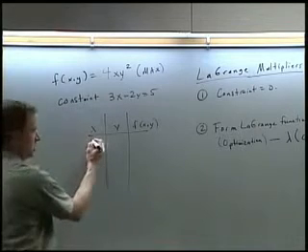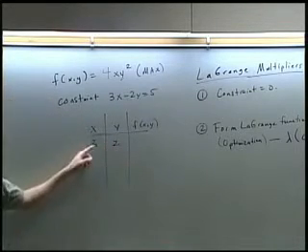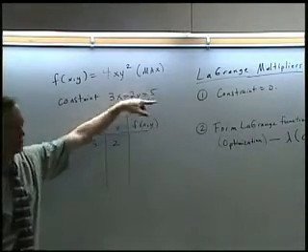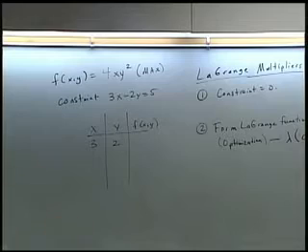3 and 2 is a good ordered pair. Because if I sub in 3 for x, that's 9. If I sub in 2 here, that's 4. 9 minus 4 is definitely 5. Okay, so let's go ahead and try it.